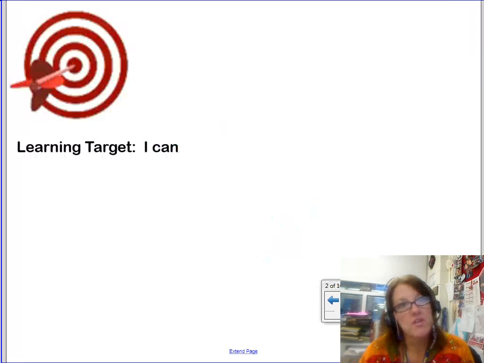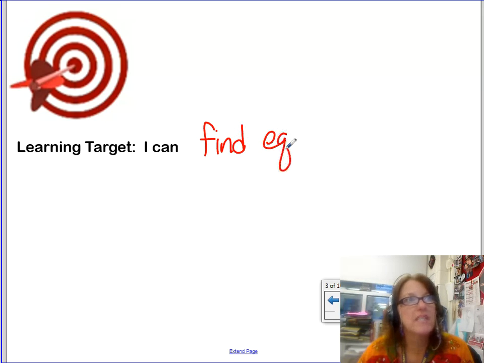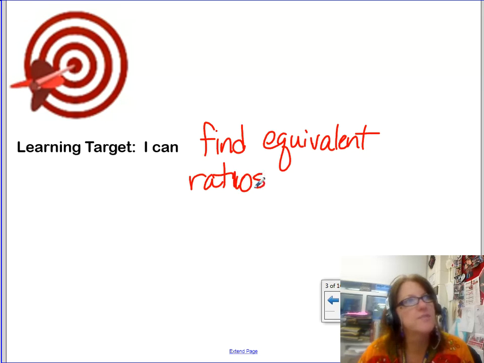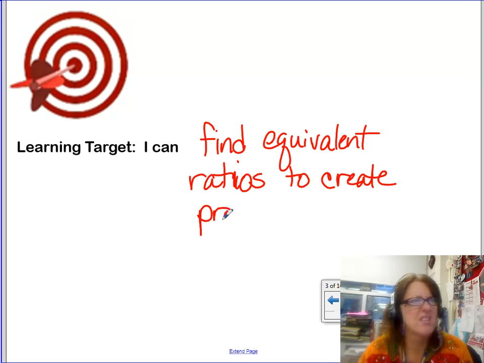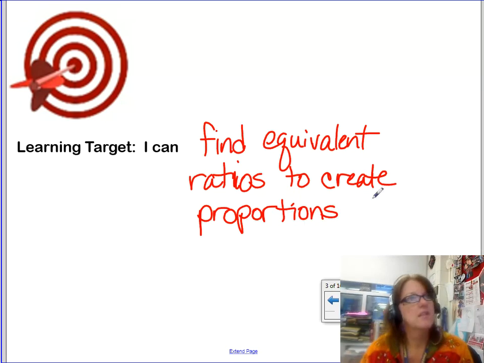All right, so here is your learning target for today. I can find equivalent ratios. Equivalent means they have the same value. That's the first part. And then we use those to create proportions. There's another good word. Proportions.